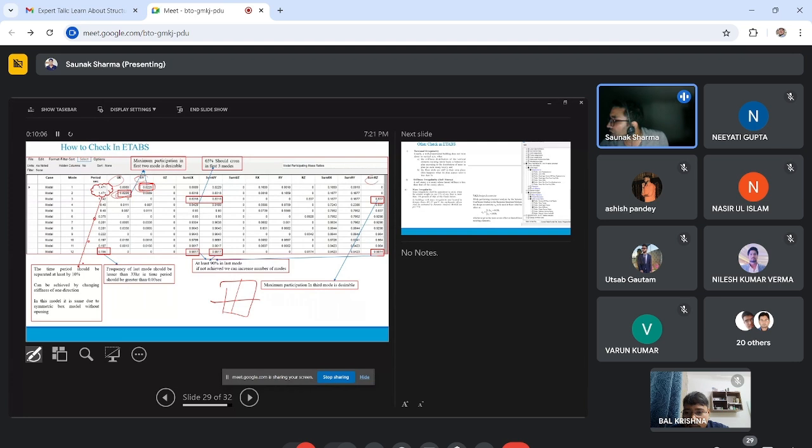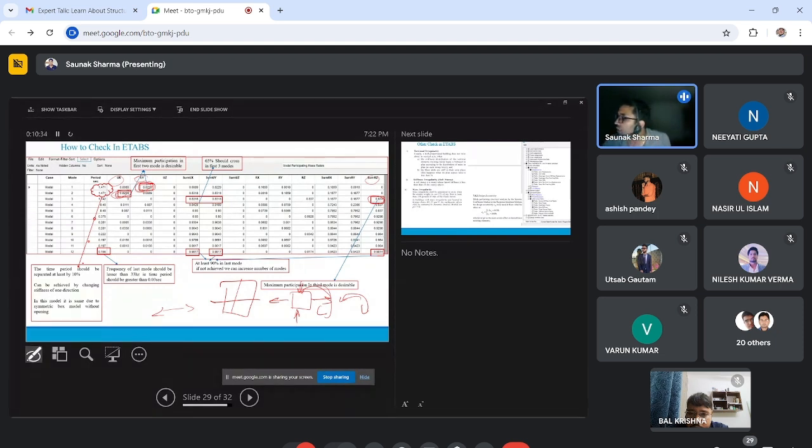And this RZ is giving us the rotational. Before, I was saying how it is deflecting, this way or rotational. If we achieve higher mass participation in the X and Y directions, then it is translational motion. And when we are getting a higher RZ value, then it is dominating torsional motion.